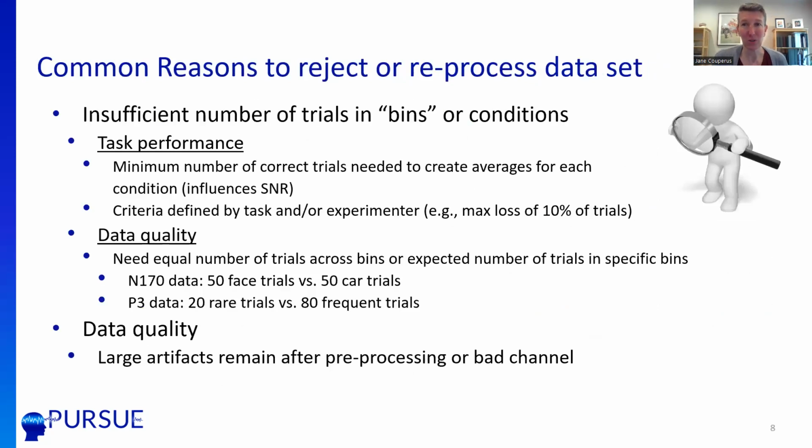When we're doing this visual inspection, we are also thinking about reasons we might reject or reprocess our data set. For example, if the data is really noisy, it might be because there's not enough trials in our bins or conditions. And this might be due to task performance. Maybe participants are just not having enough correct trials.